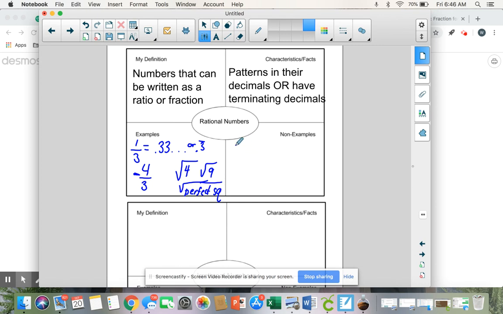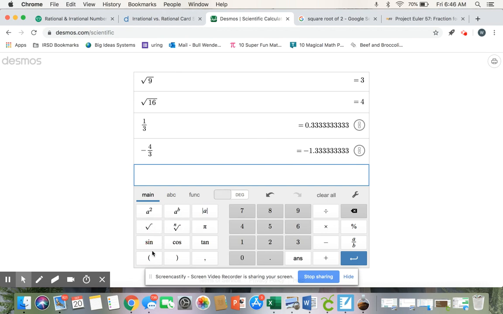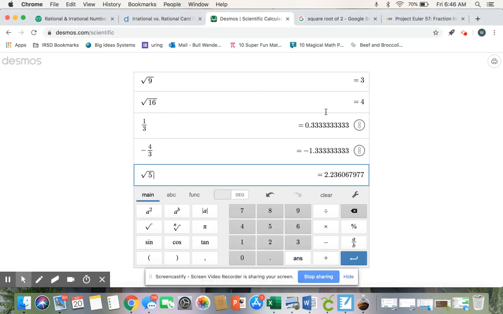So non-examples are things that cannot be written as a fraction or ratio. So pi, for example. Pi is 3.14159, and it just goes on and on and on. Or I could take the square root of anything that's not a perfect square. For example, the square root of 5 is not a perfect square. It's 2.36067977, and even though the calculator cuts it off, it is going to go on and on forever.